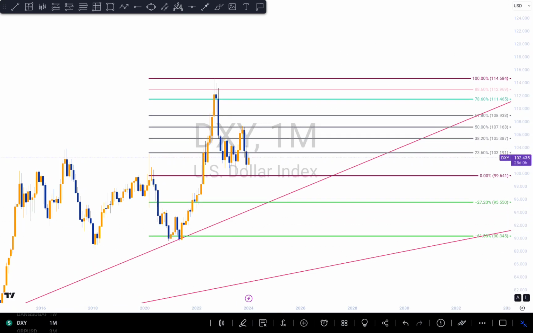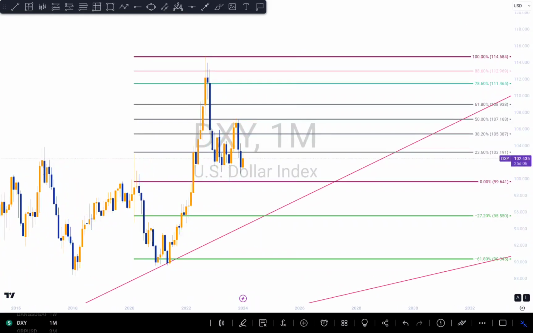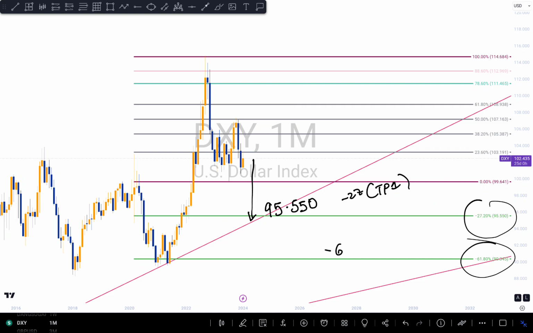So now we can see that based on this, I'm still predicting the DXY to at least push down to 95.550 around here, just because of Fibonacci analysis. My negative 27% fib level is always my first TP, and my negative 61.8% level is my second TP.